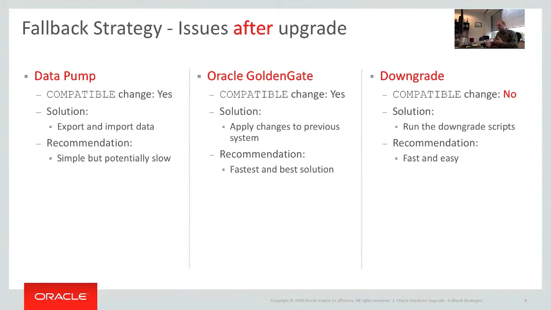Well, they had filed the SR and the optimizer team was looking at it, but wasn't going to be able to deliver a fix fast enough. So after about 3 days, that customer decided they needed to go back to the old version of the database, because they had 3 days of manufacturing and logistics information that they couldn't rebuild if they had gone back to their pre-upgrade state. So what do you do if you're in that situation? Well, we have 3 options for you here: Data Pump, GoldenGate, and Downgrade.